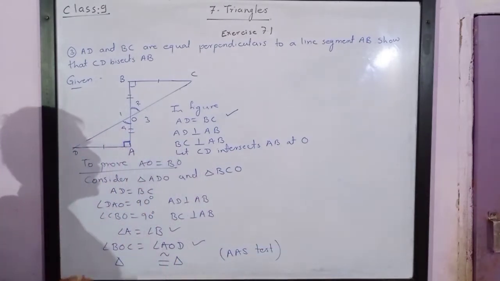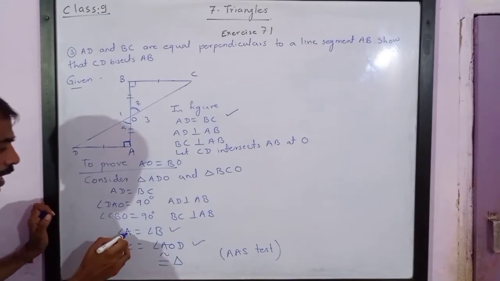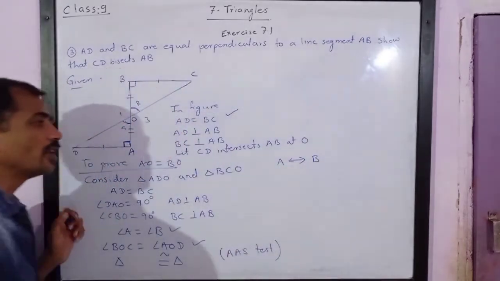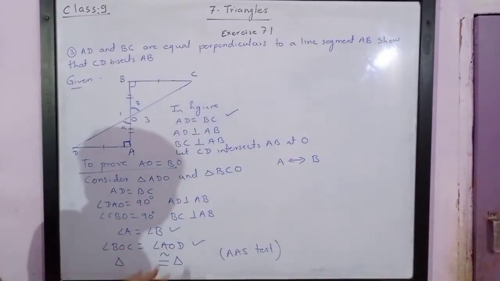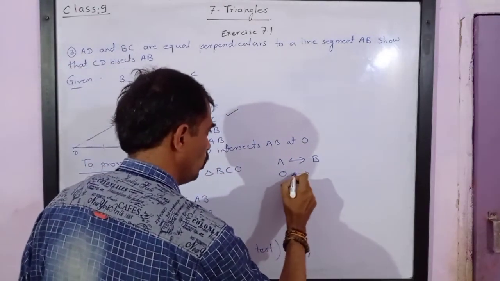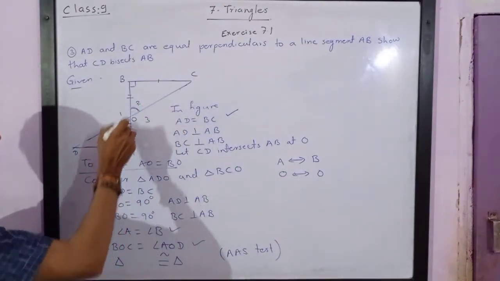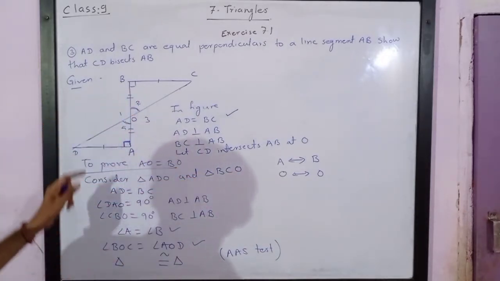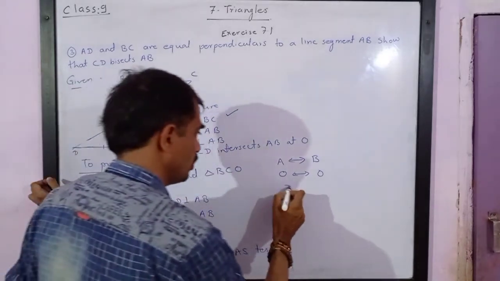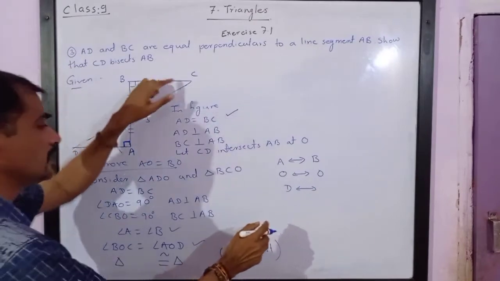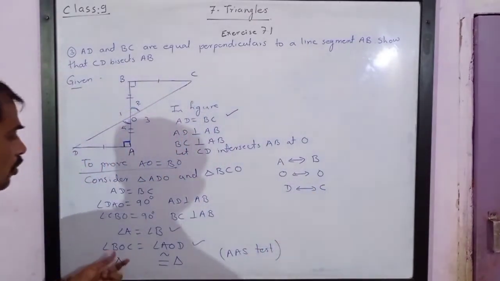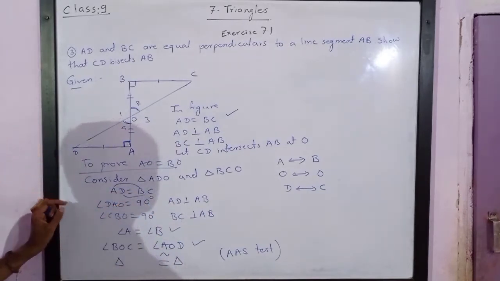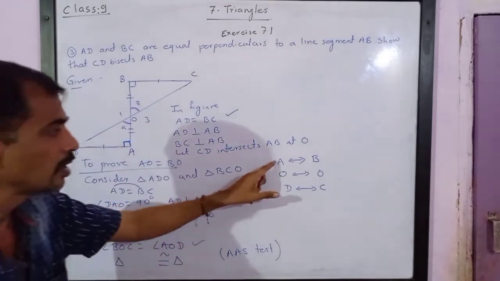Before writing this, one-to-one correspondence is very important. Please note, angle A is congruent to angle B. It means A corresponds to B. Then angle O is congruent to angle O. O corresponds to O only. That is, this vertex is congruent to this, meaning angle 2 is congruent to angle 4. Remaining in triangle AOD is D, and in the other triangle remaining is C. Or it can be understood from this also: since A is congruent to B, D must be congruent to C. So this is one-to-one correspondence.